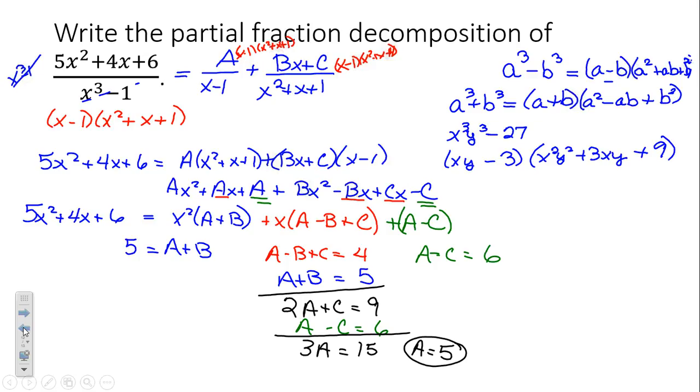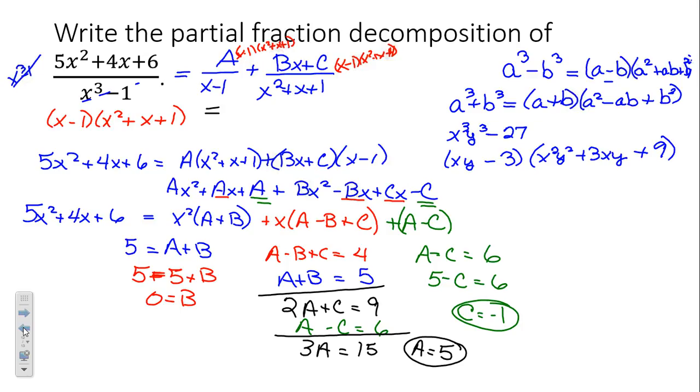Okay, if a is 5, 5 minus what gets us 6? Negative 1. And if a is 5, 5 plus what equals 5? Okay, so we're ready. Our final answer is this is equal to 5 over x minus 1 plus 0x, right, minus 1 over x squared plus x plus 1.